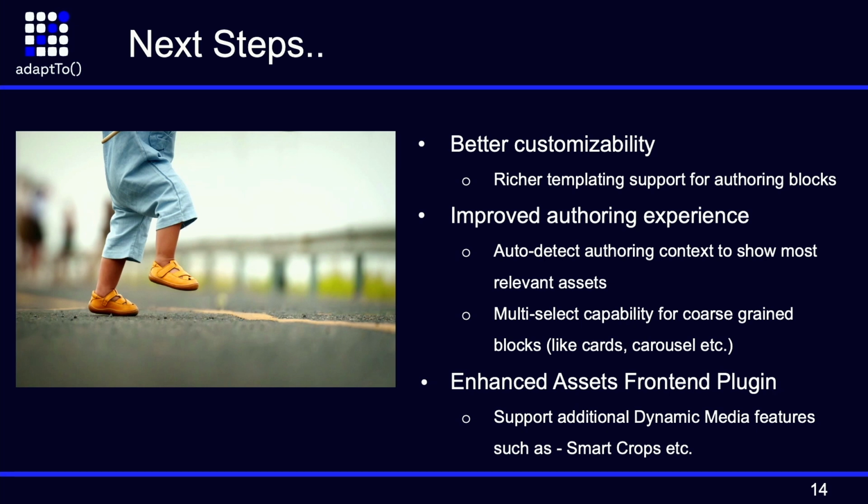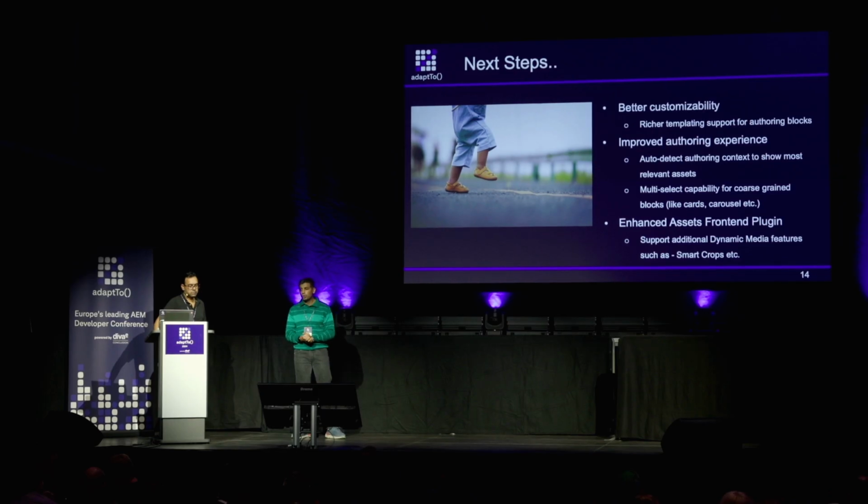Let's say you have some text on the page, and it would be great if the asset selector recommends you assets which would make sense to be used on that page, and also multi-select capability where you choose multiple assets, paste them in one go, and you have all those assets available in the blocks.